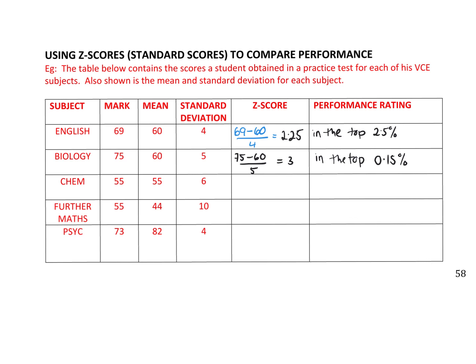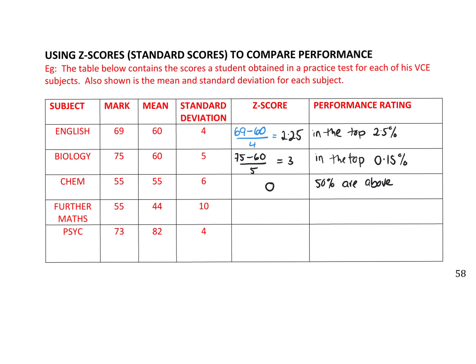Okay, with this one, their mark is 55 and their mean is 55. So do you really need to work it out? What is their Z-score? 0. So we might just say 50%. They're right on the 50% mark.